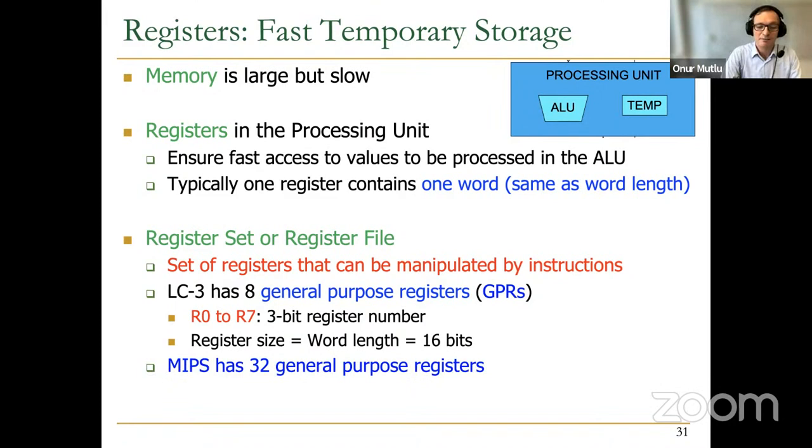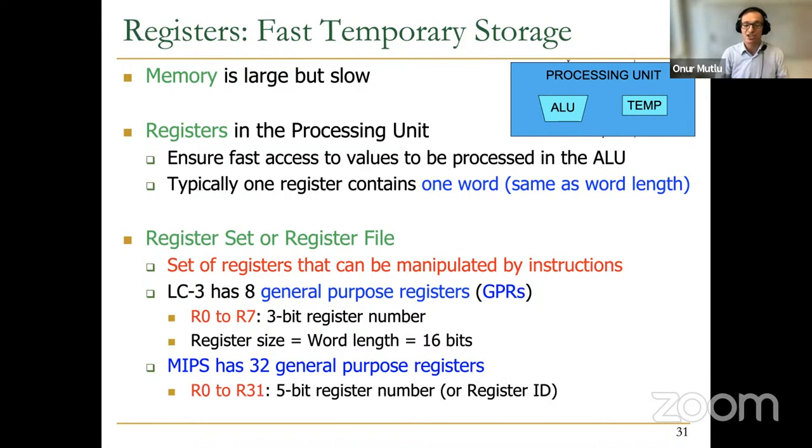MIPS has 32 general purpose registers. MIPS is actually larger, as you can see. It's a real instruction set architecture. And you can address those registers using a 5-bit register number encoded in the instruction, as we will see. And the register size is the same as the word length in this particular case.